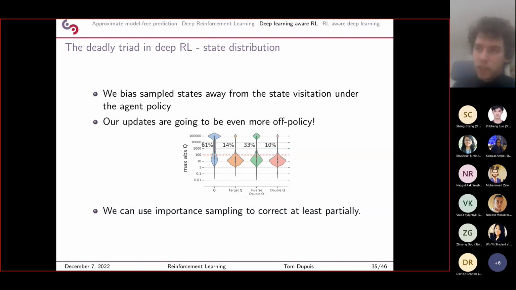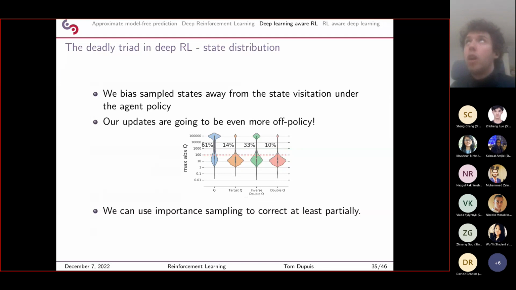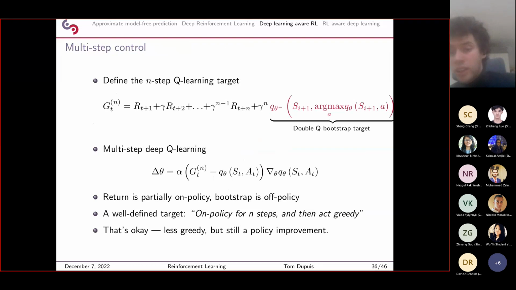So we can correct this off policy problem with importance sampling, that we saw in the second course, if I remember. I'll refer you to this course if you're more interested in that. You can also correct this with multi-step control.